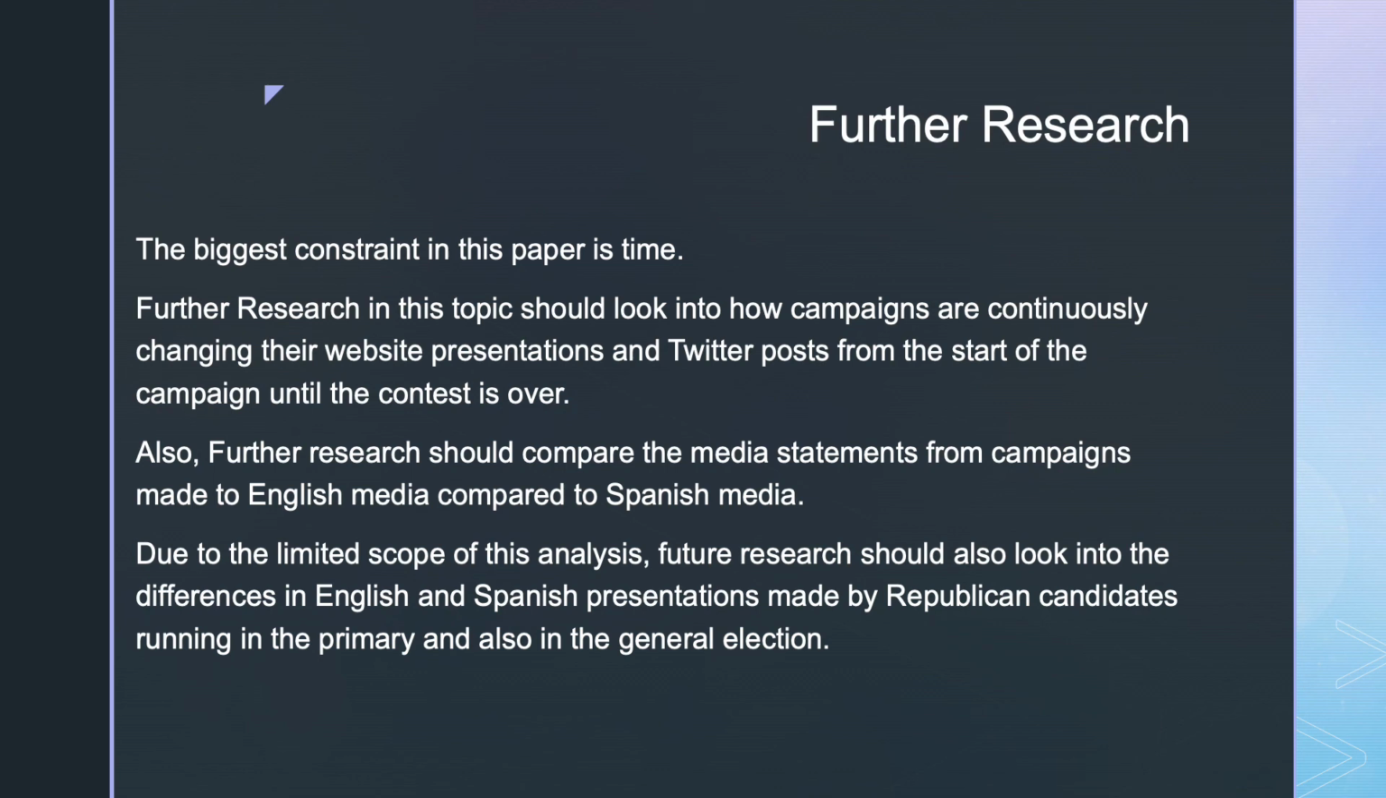Also, further research should compare the media statements from campaigns made to English media compared to Spanish media. Due to the limited scope of this analysis, future research should also look into the differences in English and Spanish presentations made by Republican candidates running in the primary and also in the general election. And that is it for my capstone.